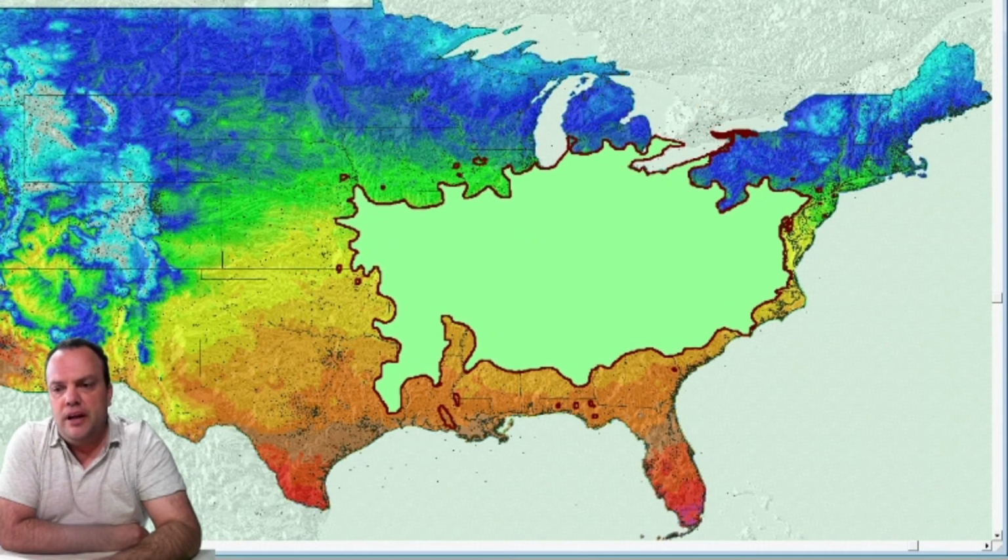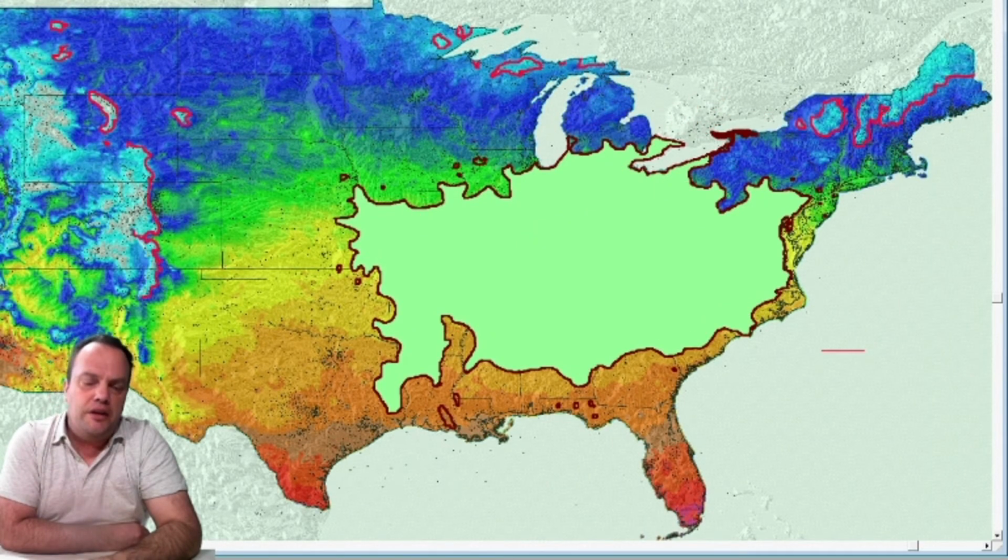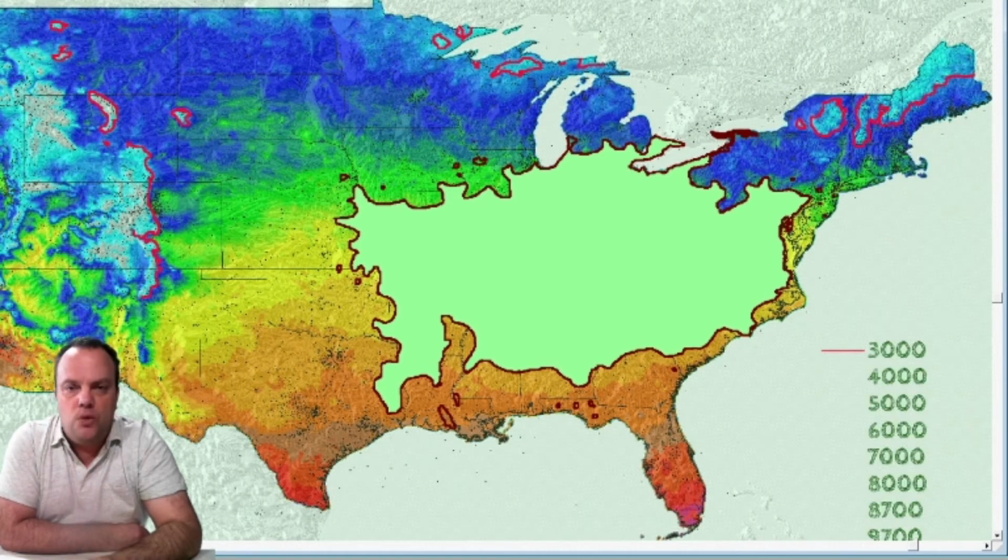I'll remove that. Now that red line that just appeared, that's 3,000 GDUs. This is in Fahrenheit because we're in the United States. You'll have to divide it by 1.8 to get your Celsius equivalent. And this is 4,000. That dip there, there's a valley that runs down here. And there's a dip in the pawpaw range.